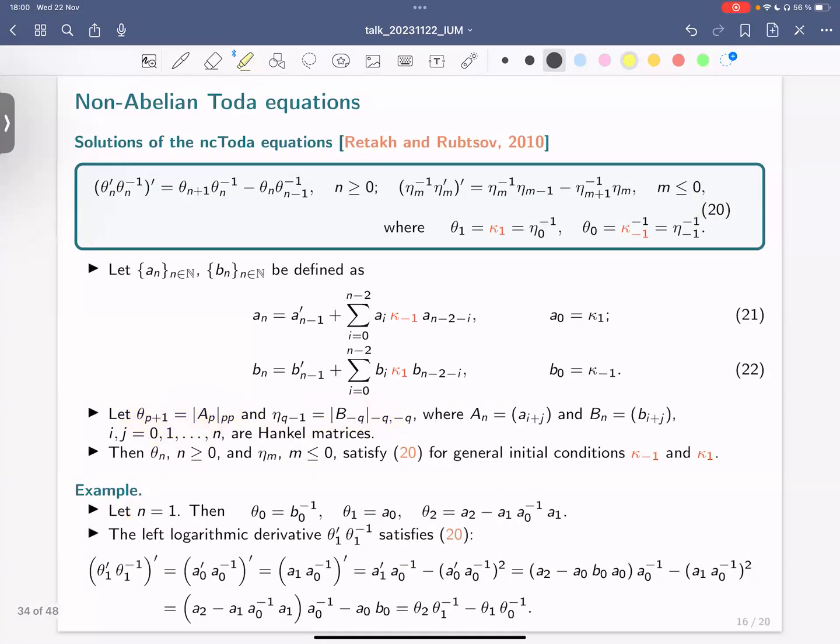For instance, let us take the case of n equals 1. Then by these two formulas, we can obtain that theta 0 is just b0 to the power -1, theta 1 is a0, and theta 2 is given by this expression. So then we just need to substitute these into the positive part of the Toda chain, and we can immediately obtain that these three functions are solutions of this Toda chain with n equals 1.